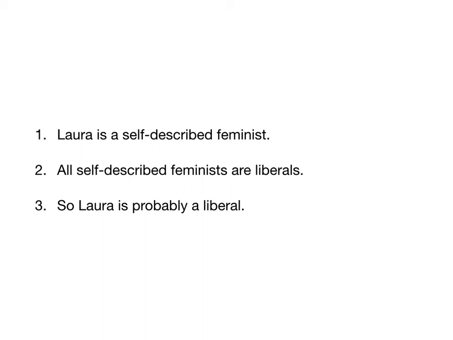But there are lots of self-described feminists who are not liberals. A lot of them are moderates. Some are even self-described conservatives. Some would say, well, I'm a libertarian. I don't fit in any of your brackets, right? Libertarian being someone who's conservative on economic issues, generally liberal on social issues. So 2 is just false. A false premise is not good in an argument, so 2 is not a good way to fill this in. You don't end up with a good argument, right?